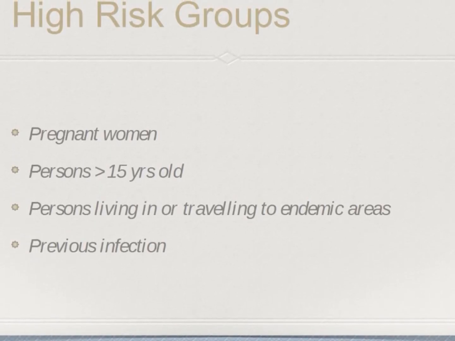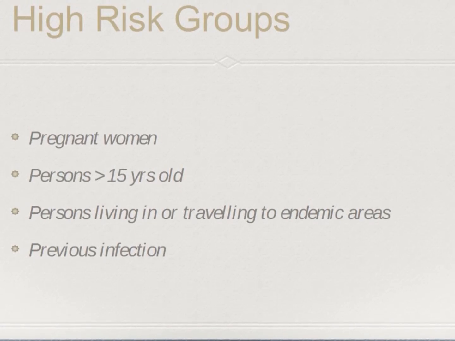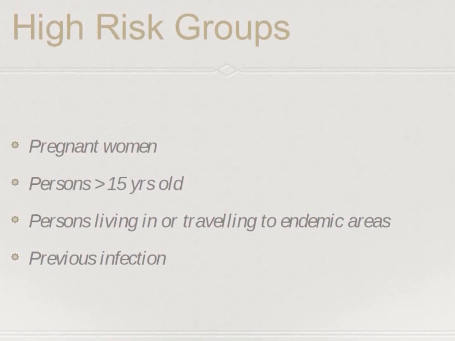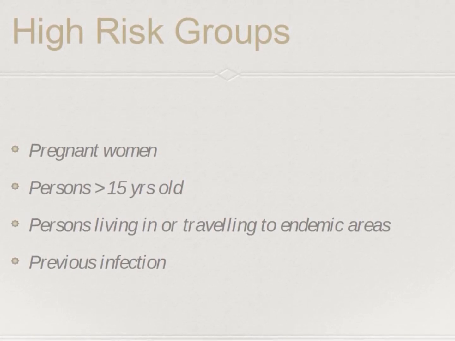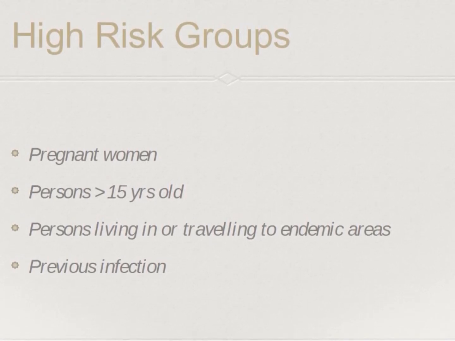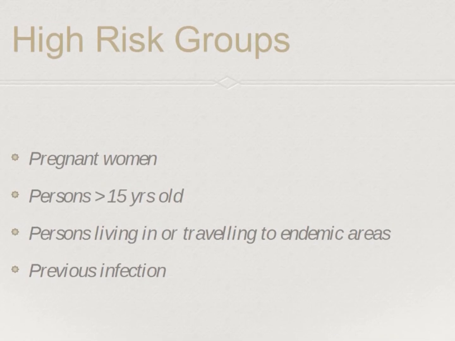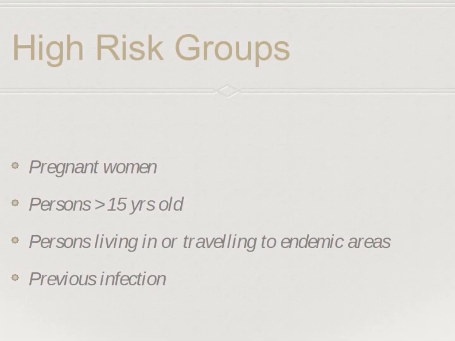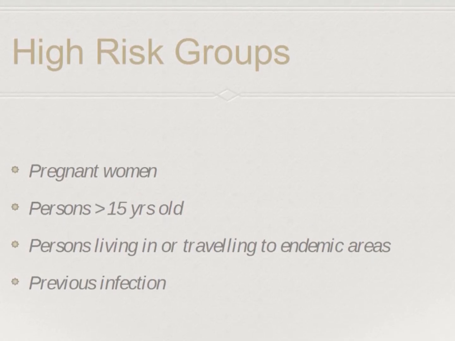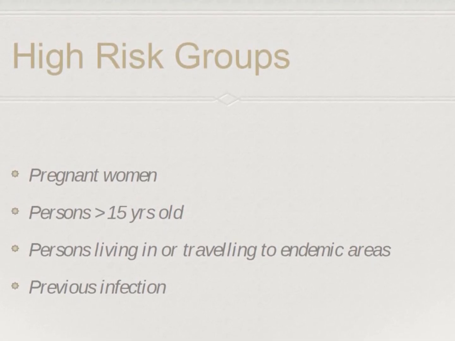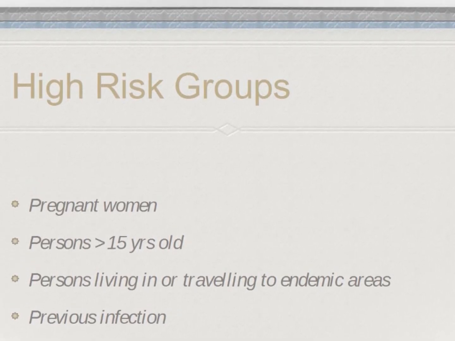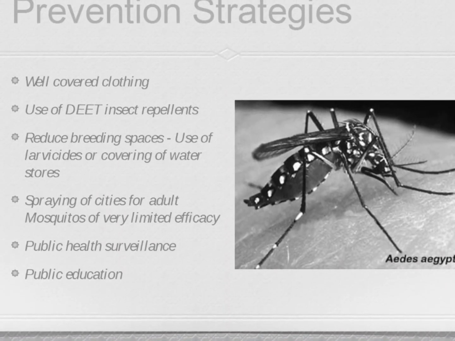The high-risk groups would be pregnant women, persons under 15 years old, or someone who's traveling to an endemic area for the first time, because they would not have had a prior exposure to any of the serotypes. So they would be at risk of dengue fever. And those who live in the endemic area, those with a previous infection, would have already had some sort of immunity, and as such, infection with a second serotype would give them a hemorrhagic fever or a shock syndrome.